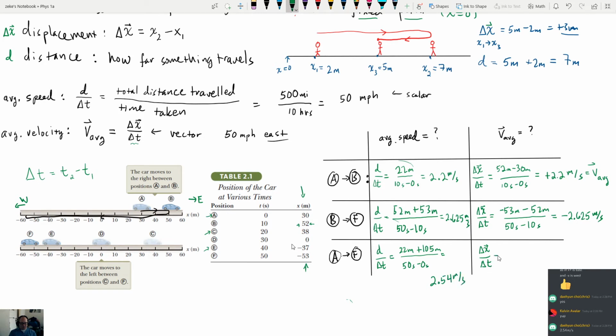Okay. Now for average velocity, are we going to get the same answer? You don't get the same answer. That's right. Because now, we don't care that it moved forward and backwards at all. All we care about is the final position, which is negative 53, minus the initial position, which was positive 30. And we divide that by the total time.